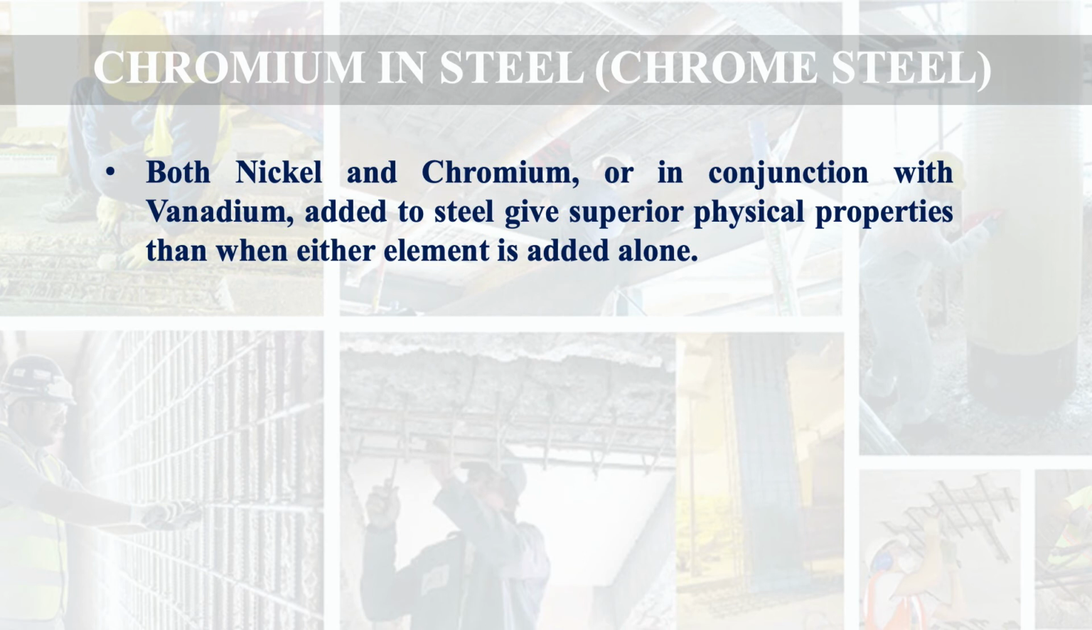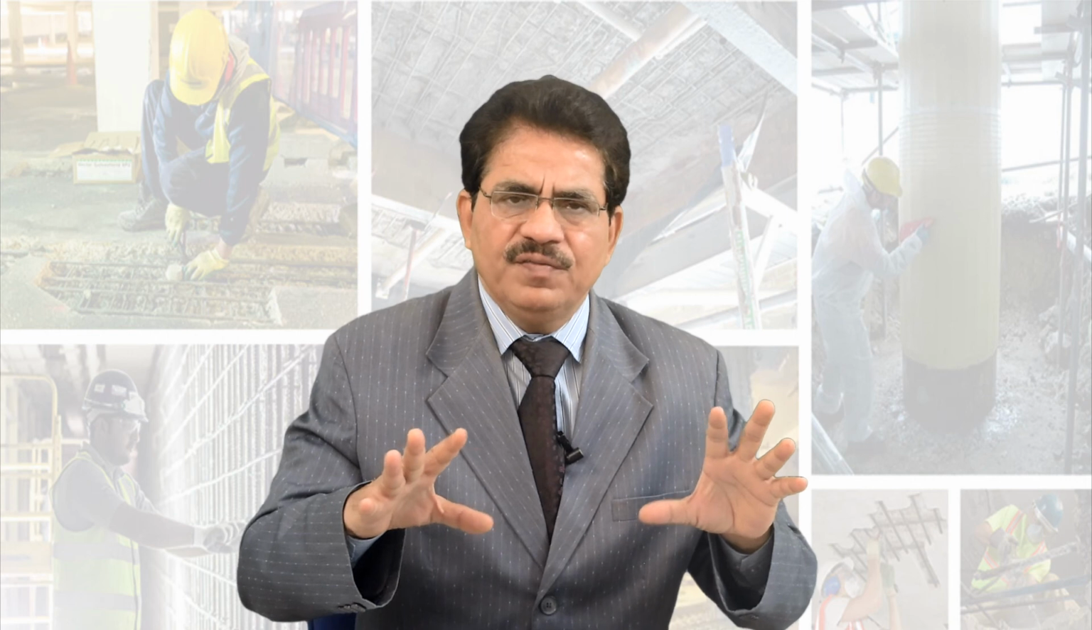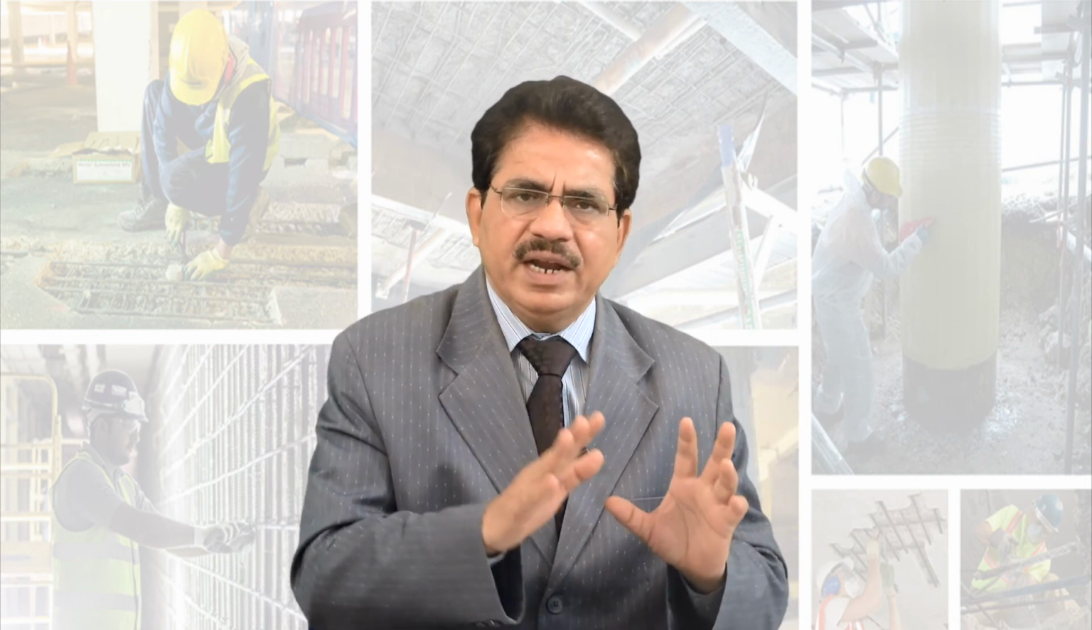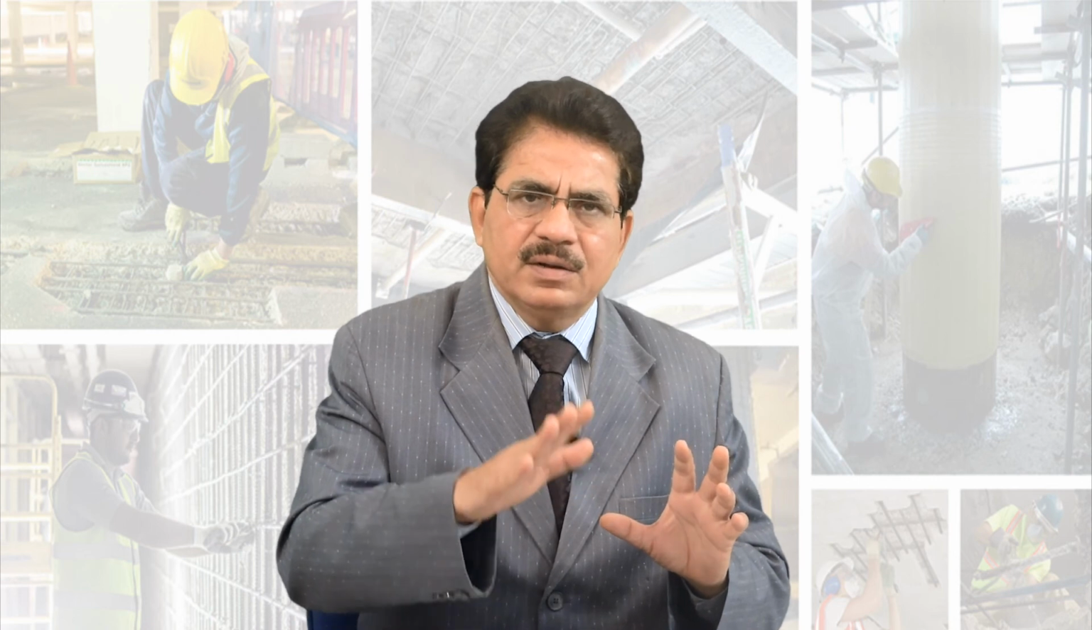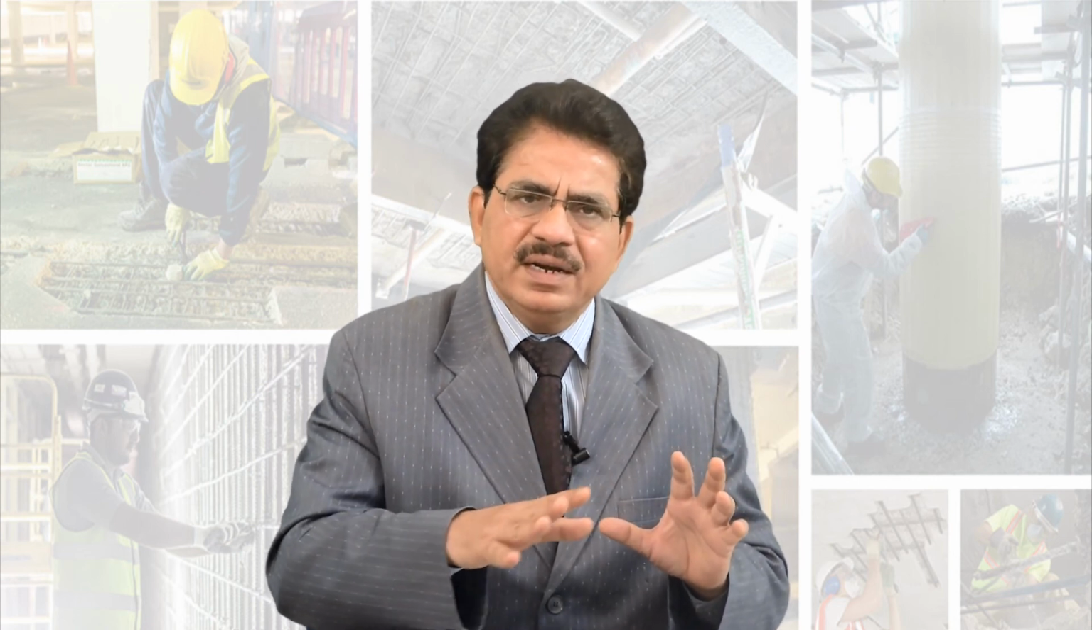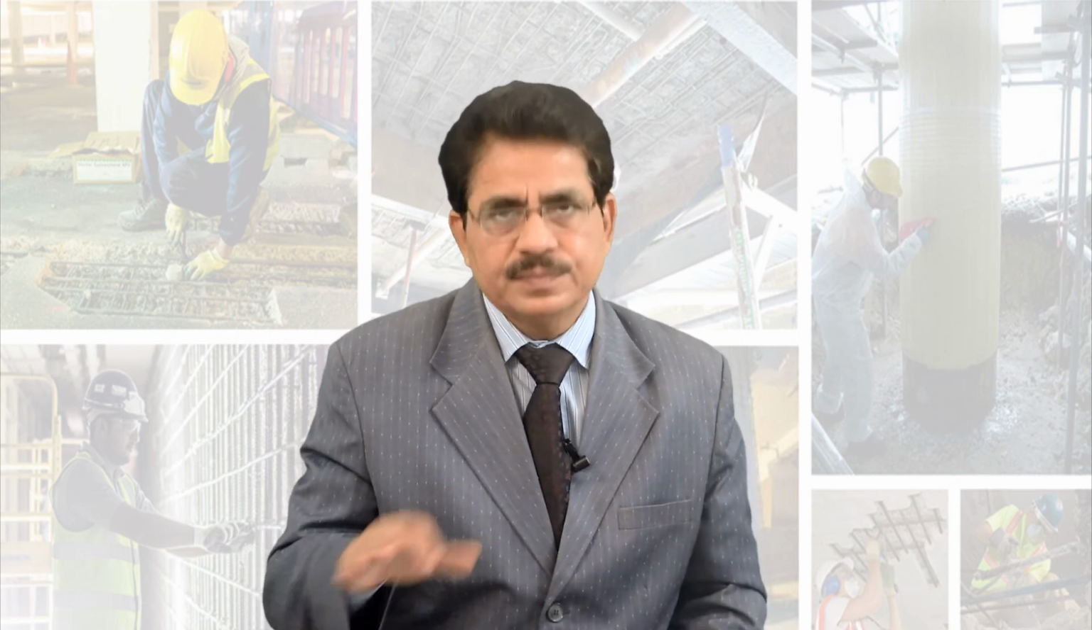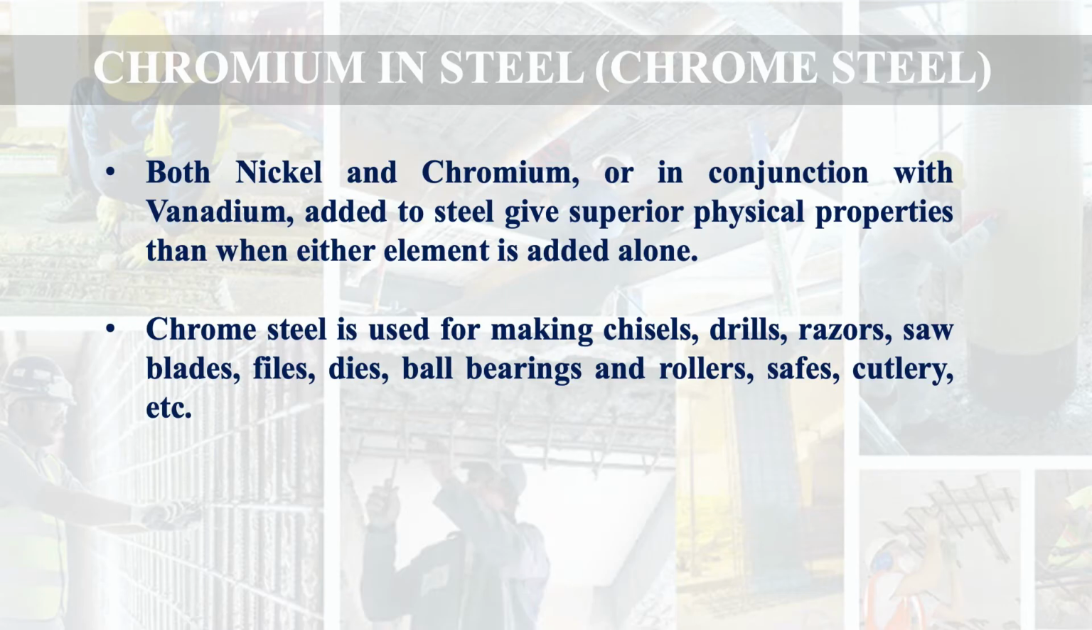Both nickel and chromium, or in conjunction with vanadium added to the steel, give superior physical properties than when either element is added alone. Means instead of adding any one element at a time, if you want to get better physical properties, then add all the three. Chrome steel is used for making chisels, drills, razors, saw blades, files, dies, ball bearings and rollers, cutlery, etc.